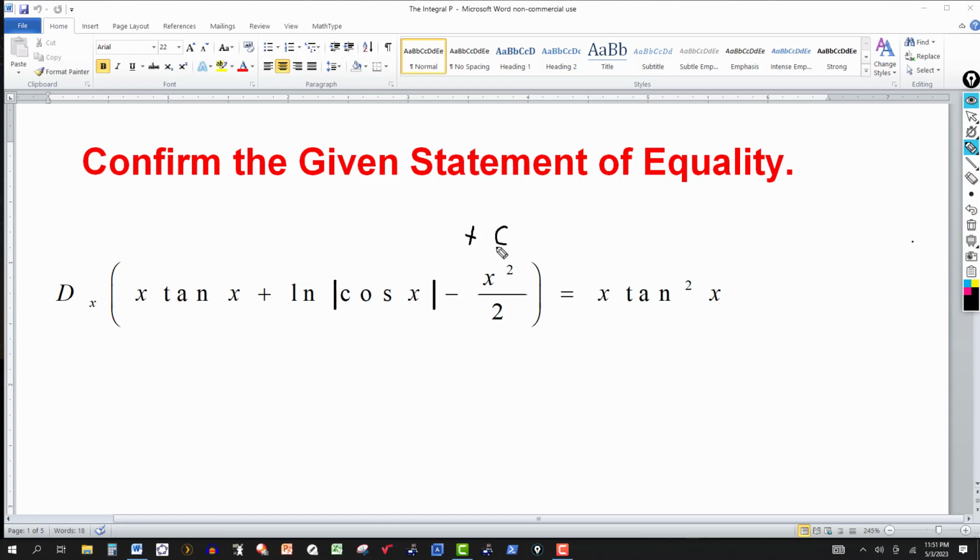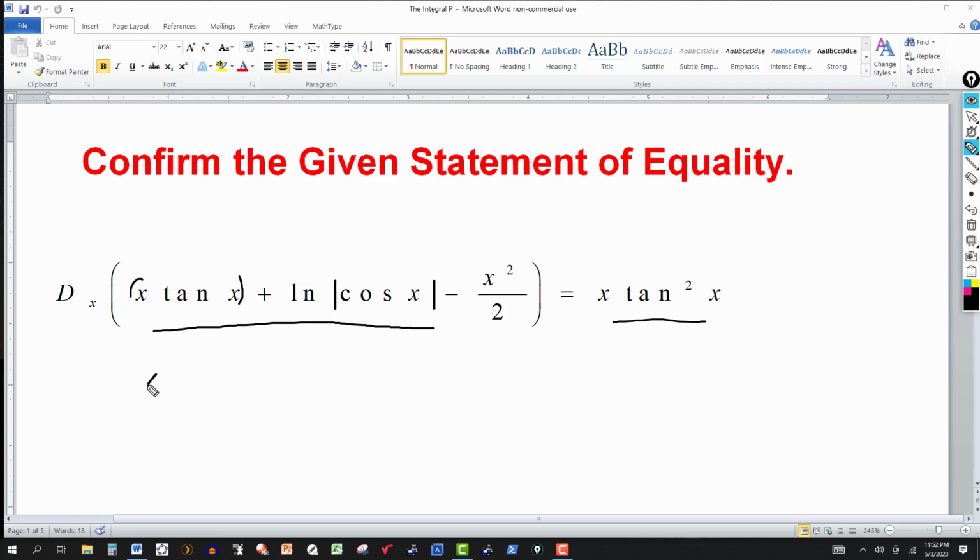So I had a plus c here, but the derivative of a constant is 0. So I'll just leave it out for now. So we want to show, we compute the derivative of this, we get this over here. So let's go term by term here. We take the derivative, first of all, the derivative of this right here, that expression together. So let's just do it this way.